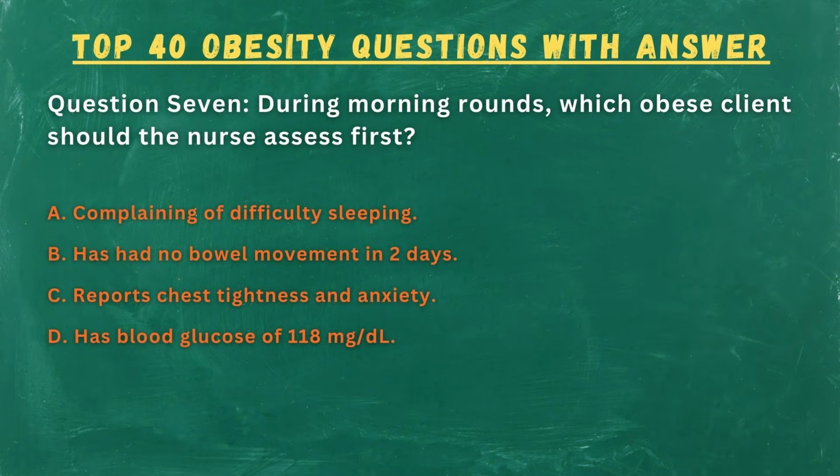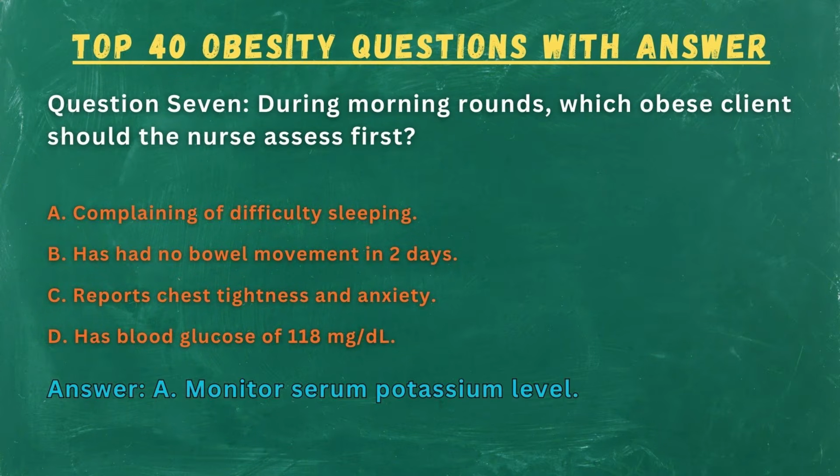Question 7. During morning rounds, which obese client should the nurse assess first? A. Complaining of difficulty sleeping. B. Has had no bowel movement in 2 days. C. Reports chest tightness and anxiety. D. Has blood glucose of 118 milligrams per deciliter. Answer. C. Reports chest tightness and anxiety.